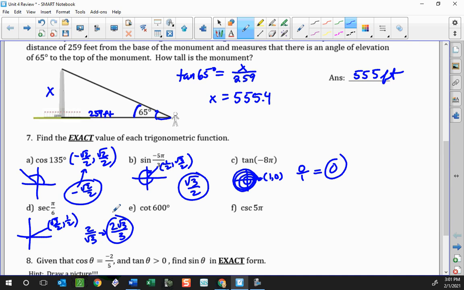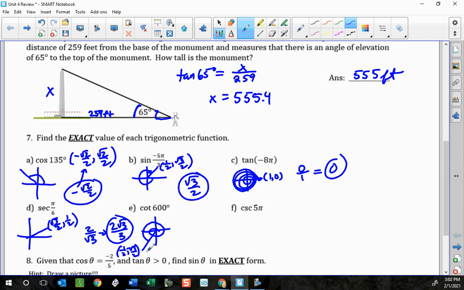All right, cotangent of 600. So let's see. 600 minus 360 is 240. All right, so I've gone once around and then 240 more. So that's 180 plus 60 more is 240. So I have 60 degrees right here. So 60 degrees means I have basically the same as this coordinate up here, but they're both negative. So negative 1/2 and negative radical 3 over 2.